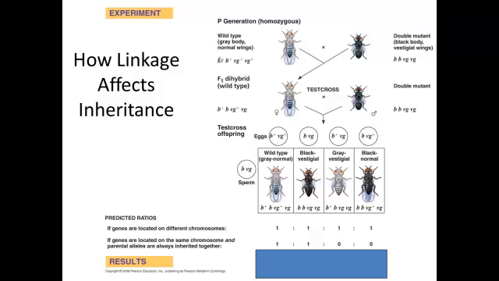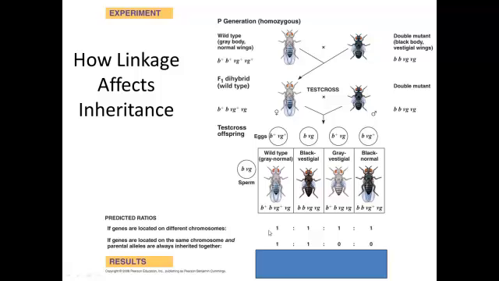In fruit flies, the genes for body color and wing shape and size happen to be on the same chromosome. So those traits are inherited together. We would expect to see, since the genes are linked, a 1-to-1 ratio of parental phenotypes when a heterozygote is crossed with a recessive homozygote.